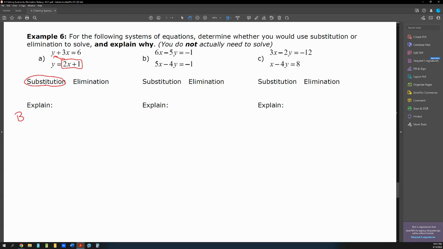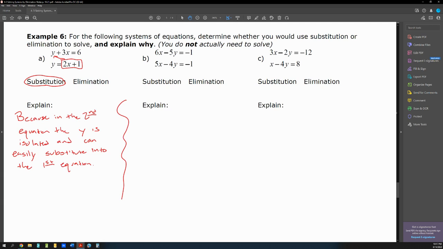And my explanation is because in the second equation, the y is isolated and can easily substitute into the first equation. And we do not have to solve these systems, just determine which method you want to use and your explanation, your justification.